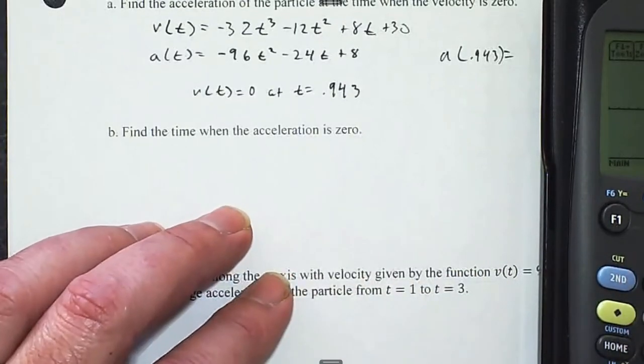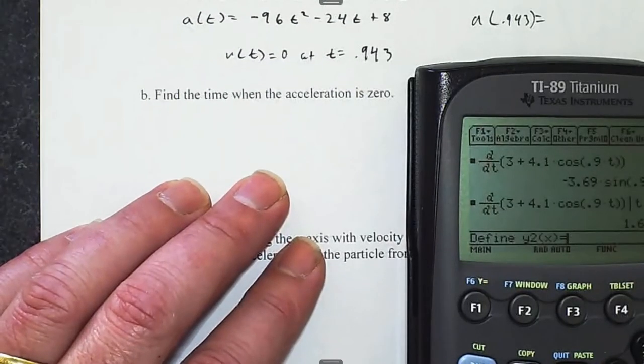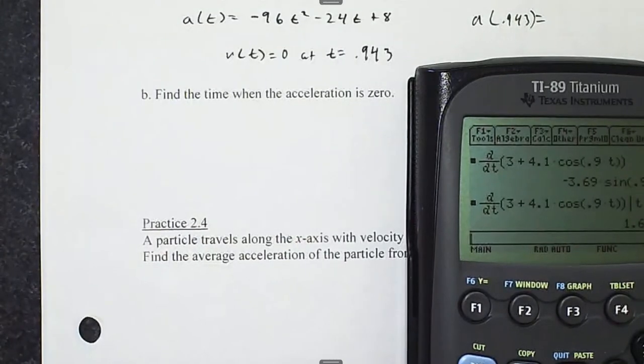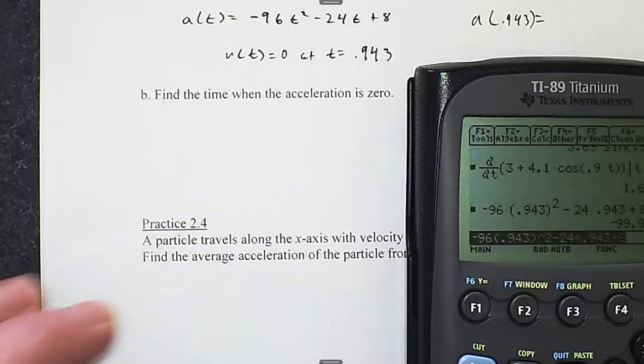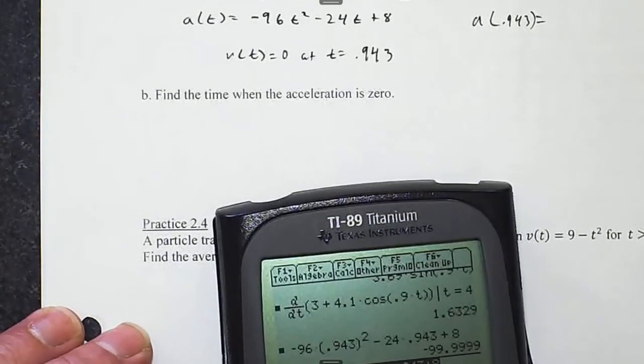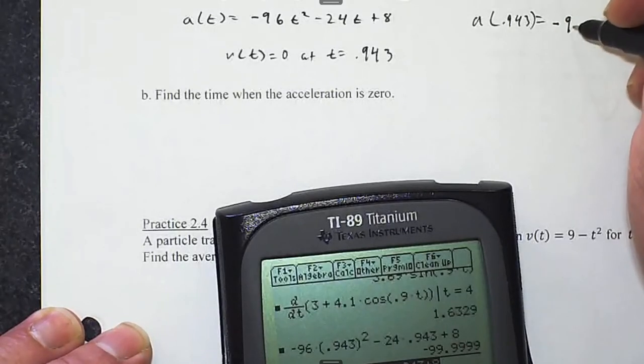So then we'll say A of 0.943 is equal to, and I'll just use the such that key on this one. So I'll say negative 96 times 0.943 squared minus 24 times 0.943 plus 8. Well, that's suspicious.